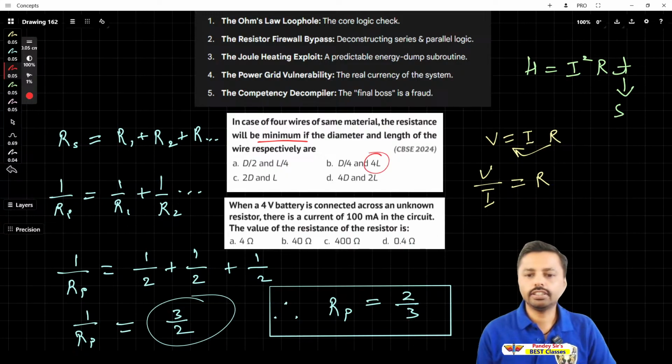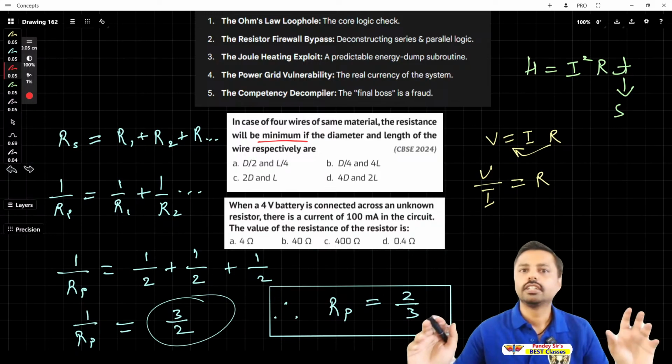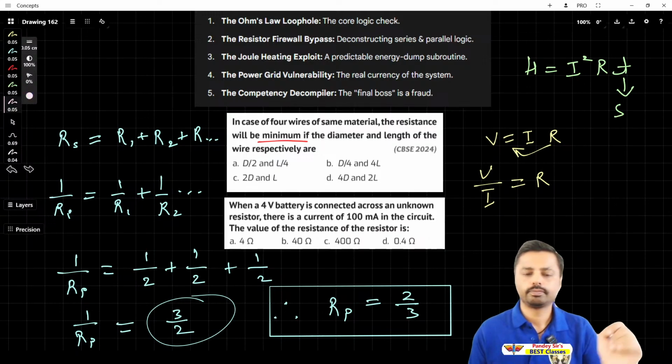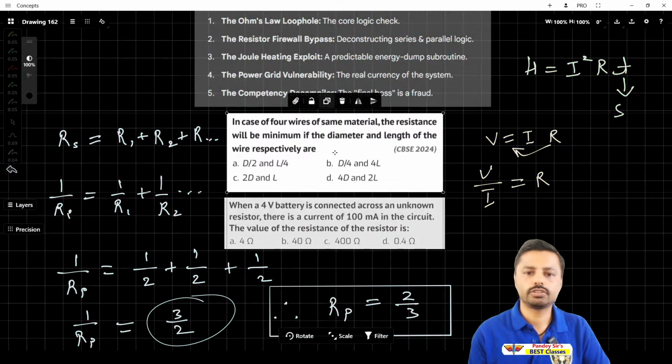and in the length it increased. So they are asking for the minimum. What formula? Guess it. It's the resistance formula. So I'll take it in a separate place. We'll solve it.